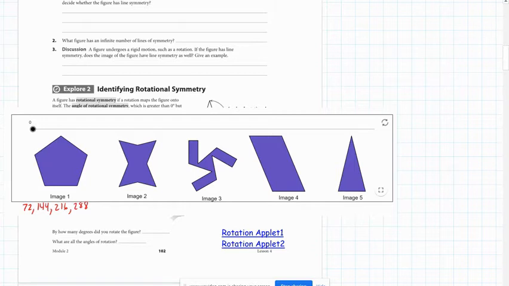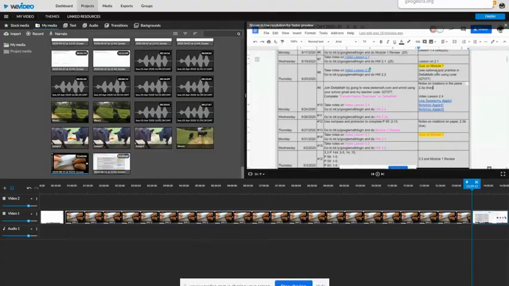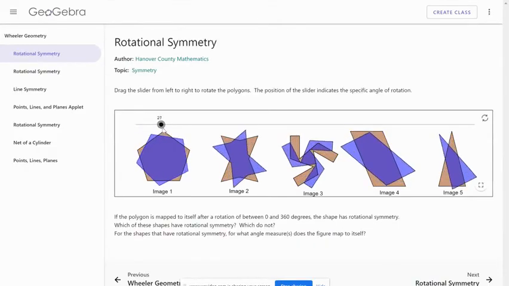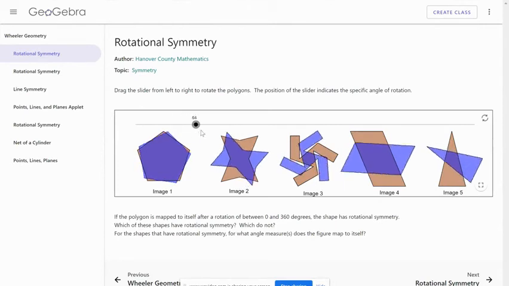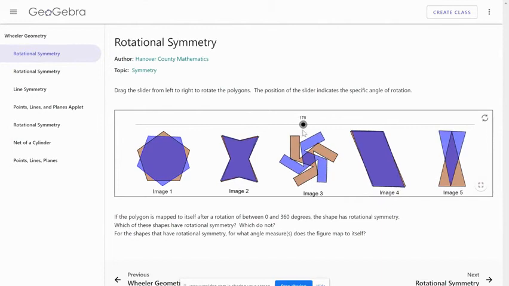And then the second figure has only 180-degree rotational symmetry. We can see that in the applet. If I move the slider, we're just watching image 2 right now, the second figure, and I have to turn it all the way to there to get it to line up, and that's at 180 degrees. Okay, so that's the only type of symmetry that that figure has.